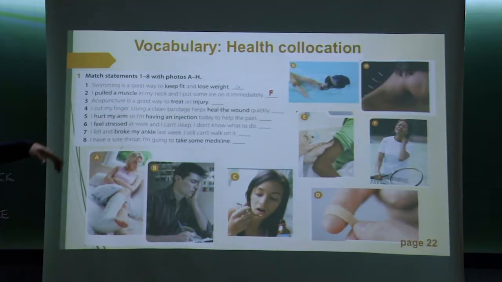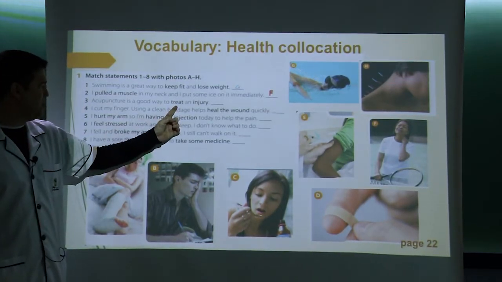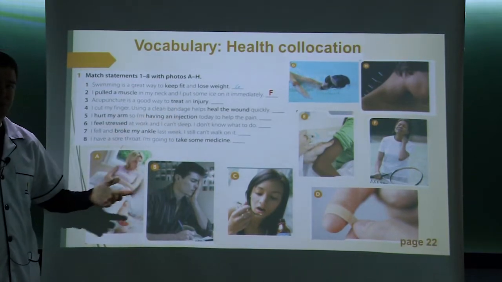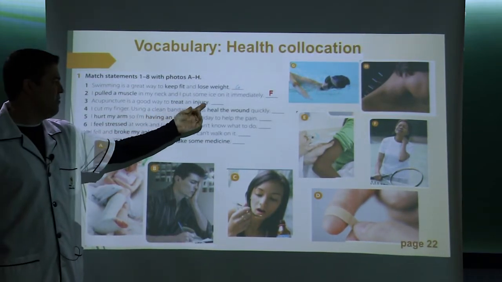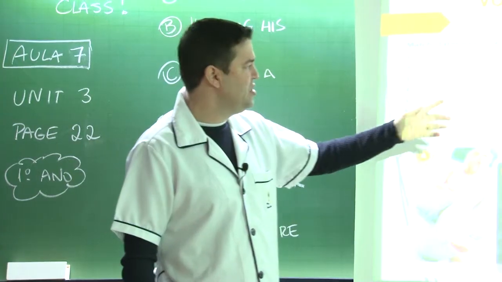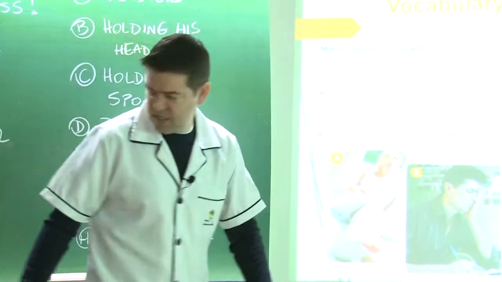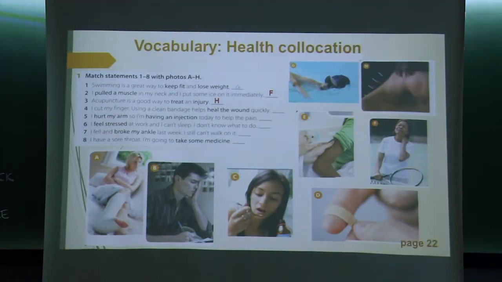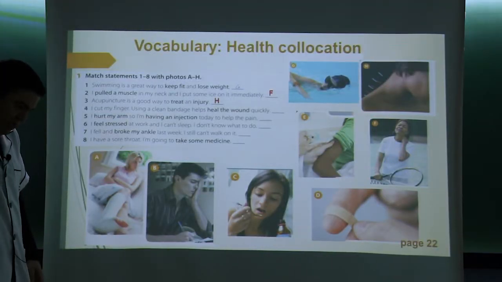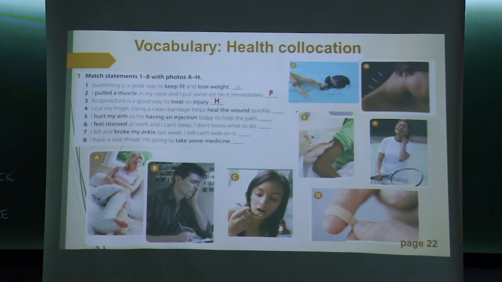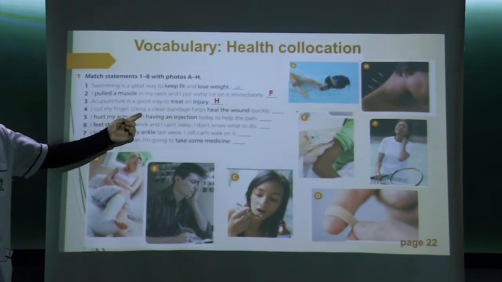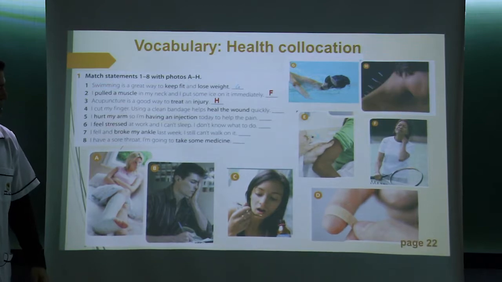Number 3, acupuncture is a good way to treat an injury. Okay? Here I have the verb treat, similar to Portuguese, tratar. And then I have an injury. He's treating here in letter, of course, letter H. Some parts of the body here in the neck that are not okay for this person, okay? Number 4, I cut my finger using a clean bandage.